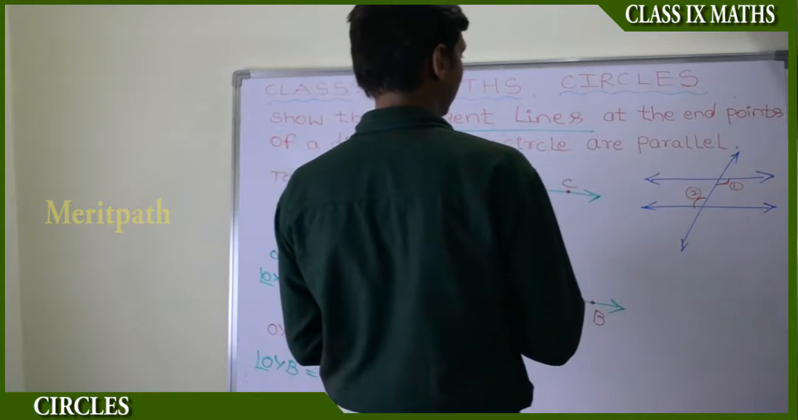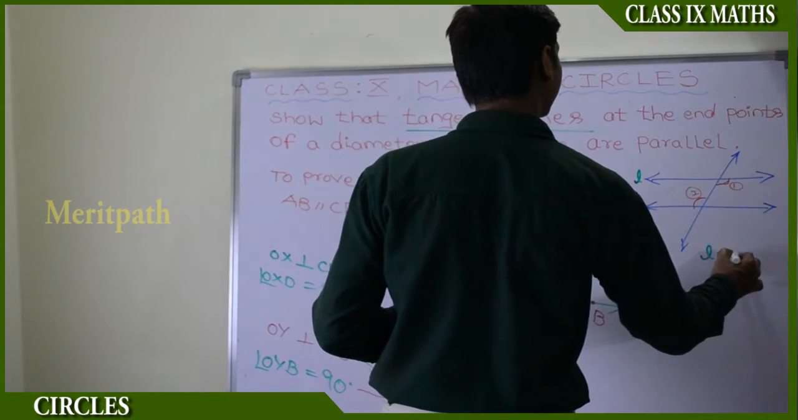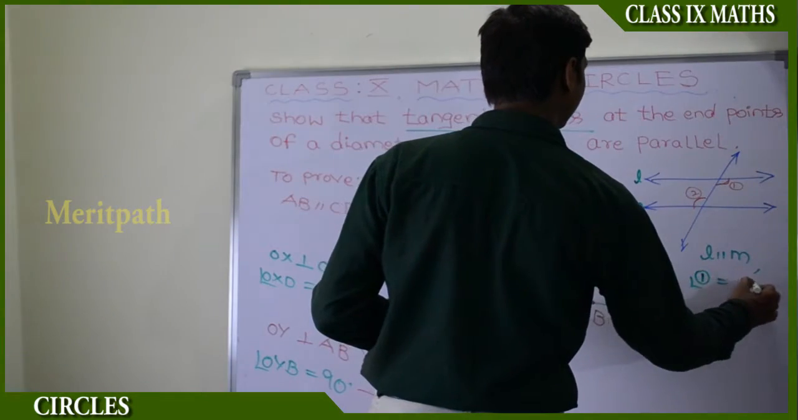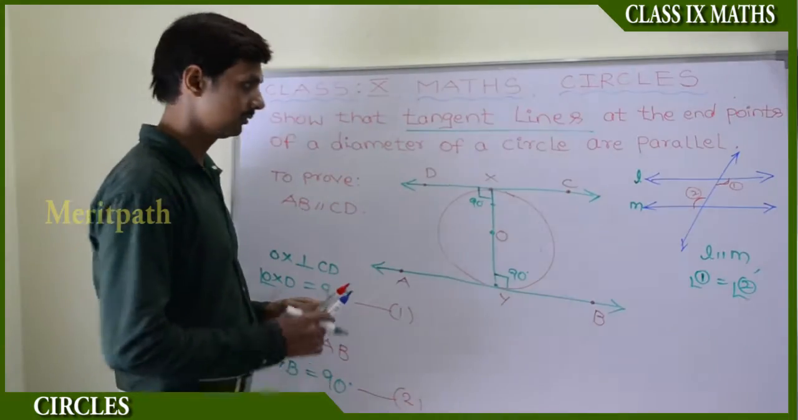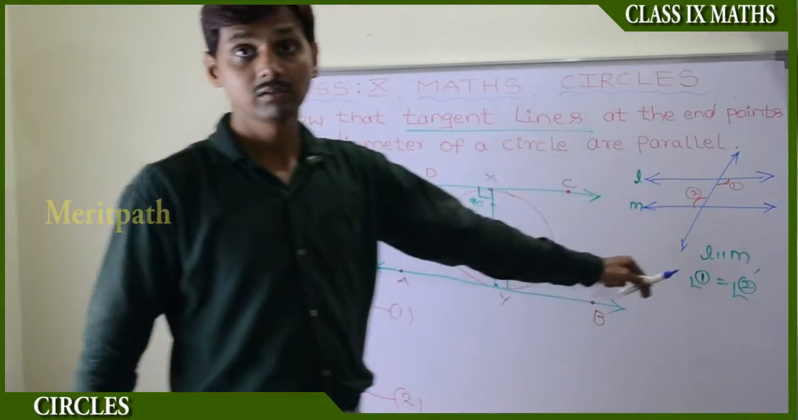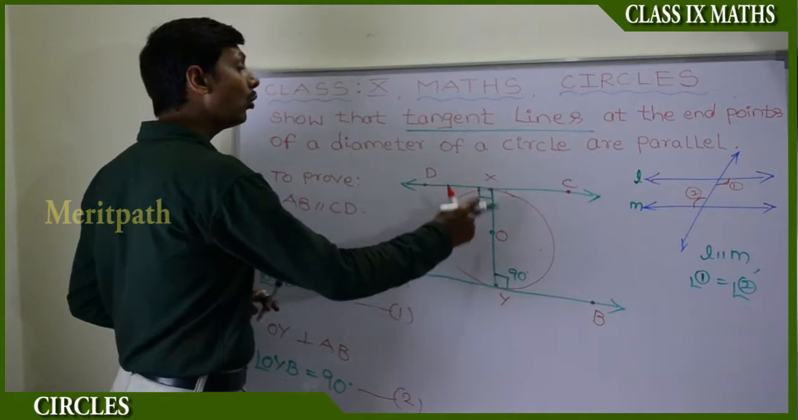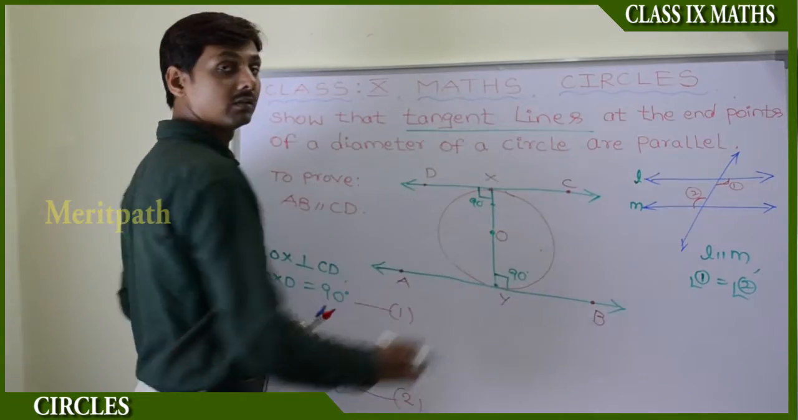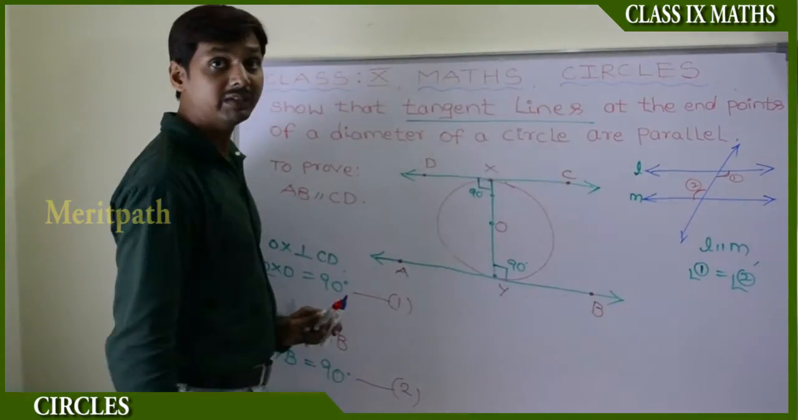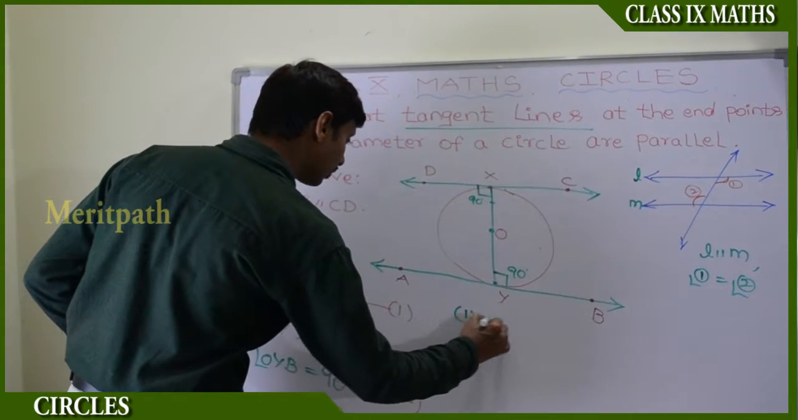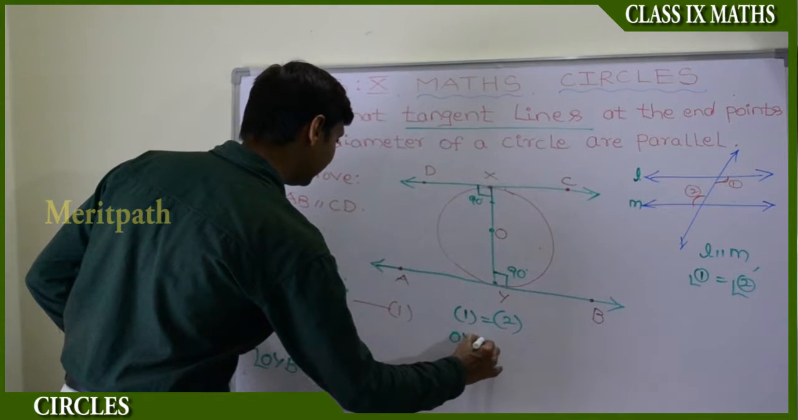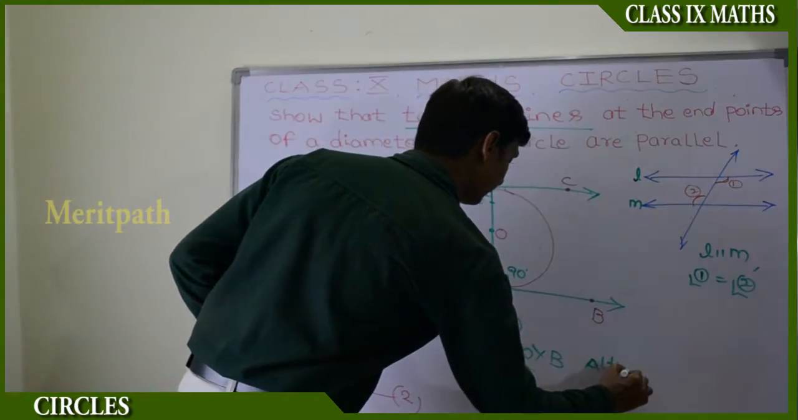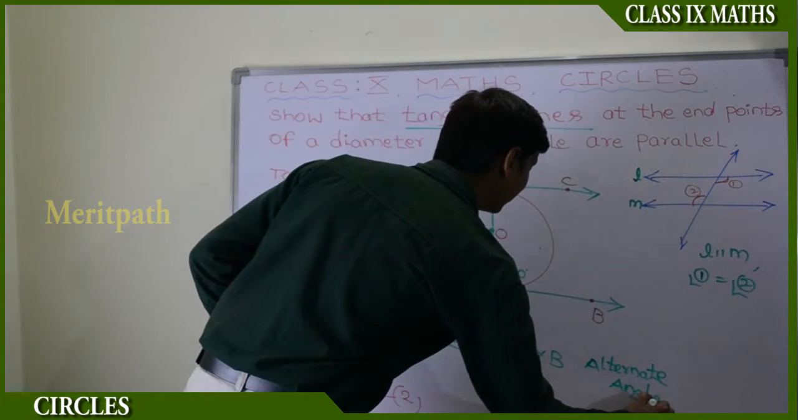So when the two lines L and M are parallel, alternate angles are equal, that is, angle 1 is equal to angle 2. It's a property of transversals. In the same way, here angle OXD and angle OYB from 1 and 2 are alternate angles. If alternate angles are equal, the lines will be parallel. So angle OXD is equal to angle OYB, alternate angles. Here, alternate angles are equal.